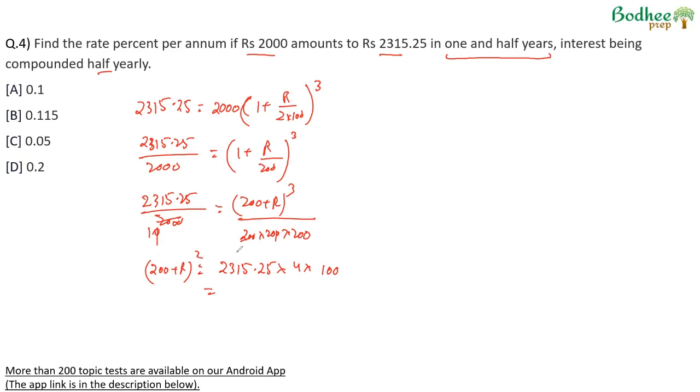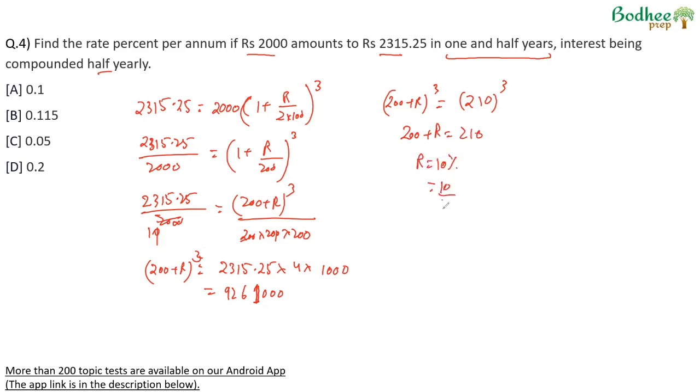If we multiply this by 4, 2315.25 into 4 will give us 9261. 9261 is 21 cube. And therefore we can write this as 200 plus r whole cube. This is not square but cube is equal to 9261 is 21 cube and then 3 zeros, so 210 cube, which means 200 plus r is equal to 210, which means R is equal to 10%.